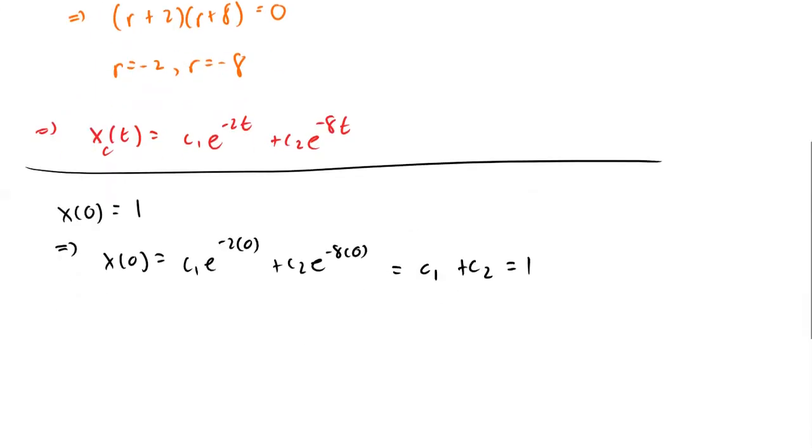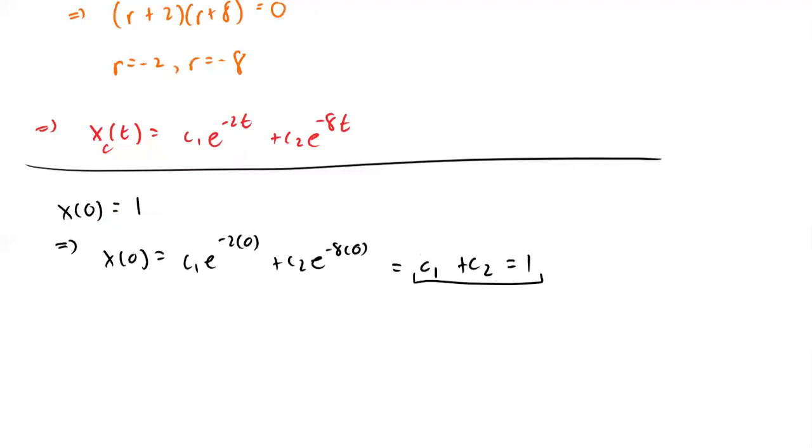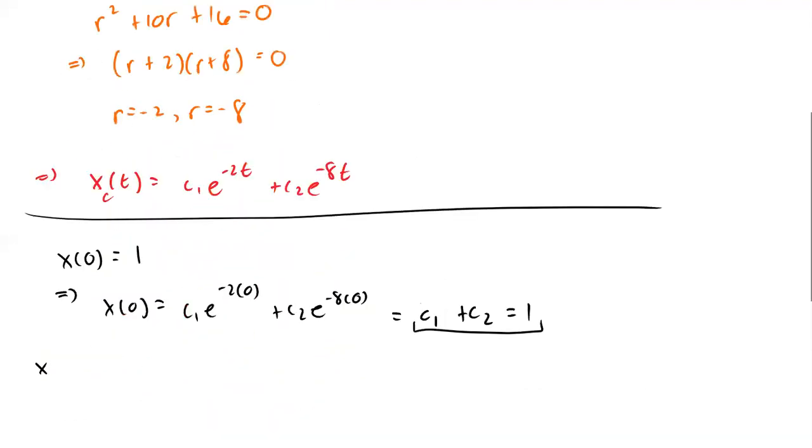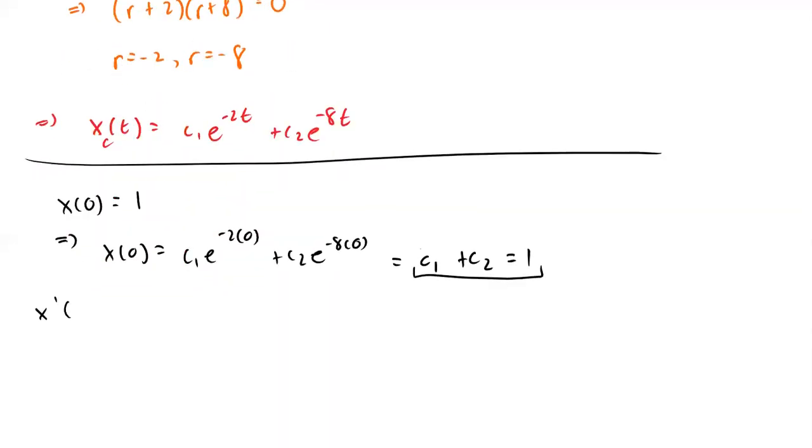Now let's find the second initial condition, being that its initial velocity is 0. And so we need x prime, so let's find that first. This is going to be -2C1 e to the -2t minus 8C2 e to the -8t. Now, we know that when we plug in 0, we should get 0. So let's see what that looks like. Again, e to the 0 is just 1, so I'm going to skip some steps and write -2C1 minus 8C2, and this should be equal to 0.